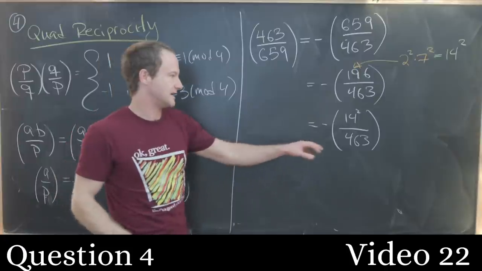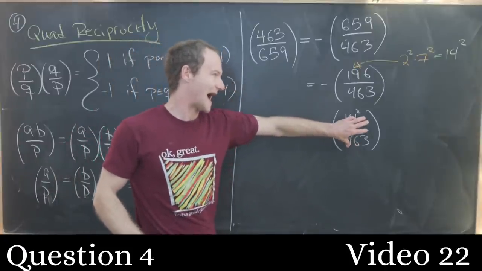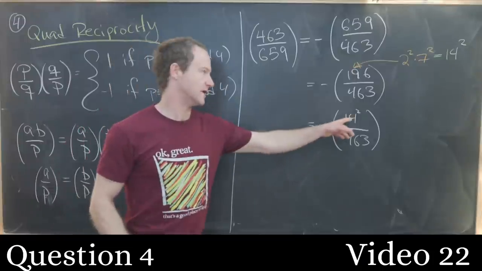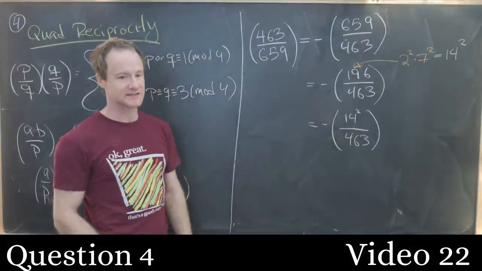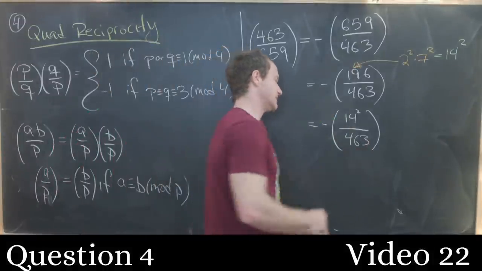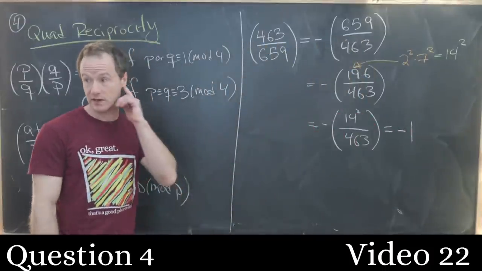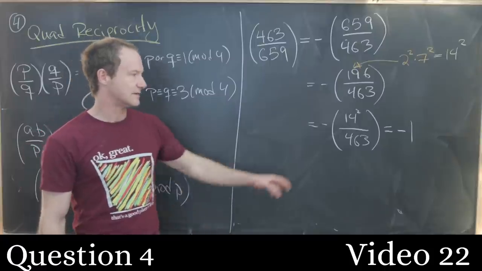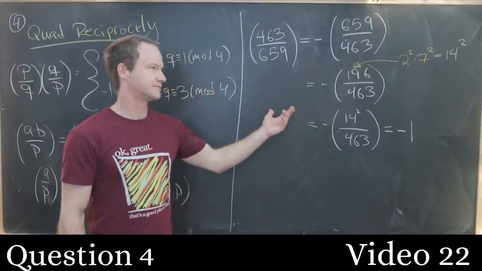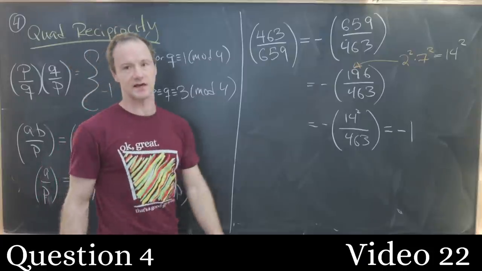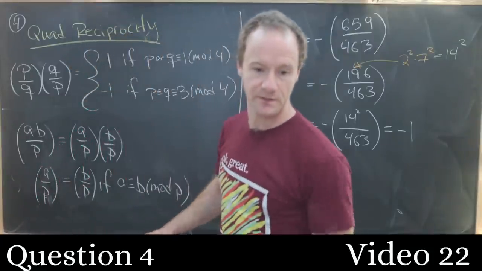But now we're done, right? Because this symbol asks, is the top part a perfect square? But we just wrote it as a perfect square. So the answer is yes. That means this symbol gives us a positive 1, but it's attached to this minus sign. So in the end, we get a minus 1. So that means we don't have to keep flipping and moving things around to simplify it. Although you could, you'd just spend a lot of time and come up with the same answer.